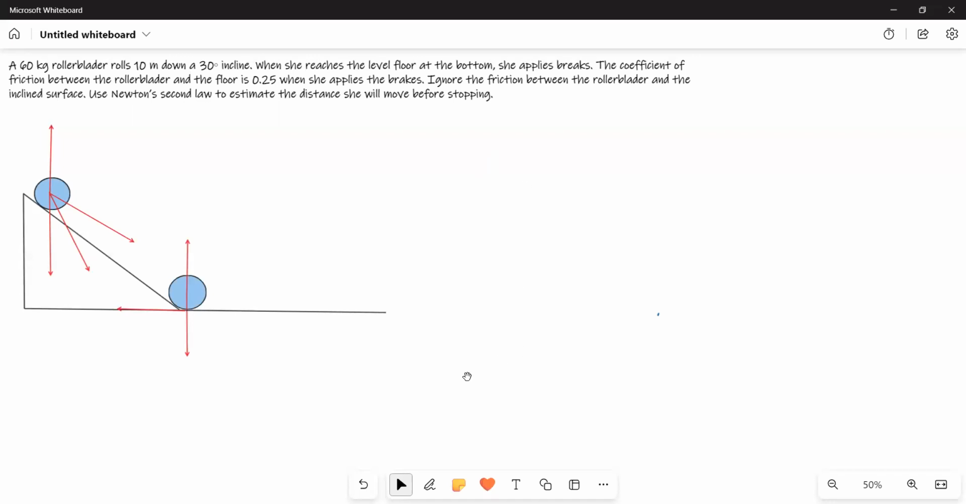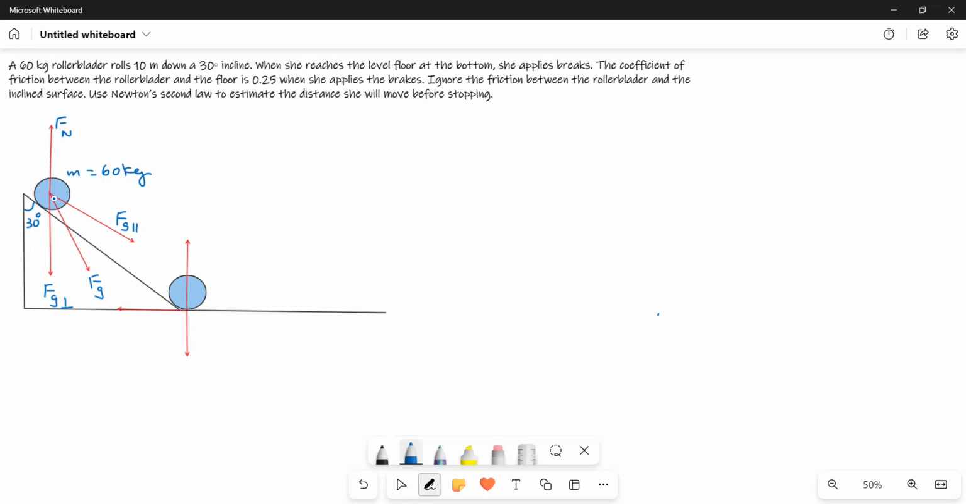Okay. Here, if you see, the mass of this rollerblader is 60 kilograms. And this is the Fg, and this is Fn. And this is the angle, 30 degrees. Therefore, this is Fg parallel, and this is Fg perpendicular.